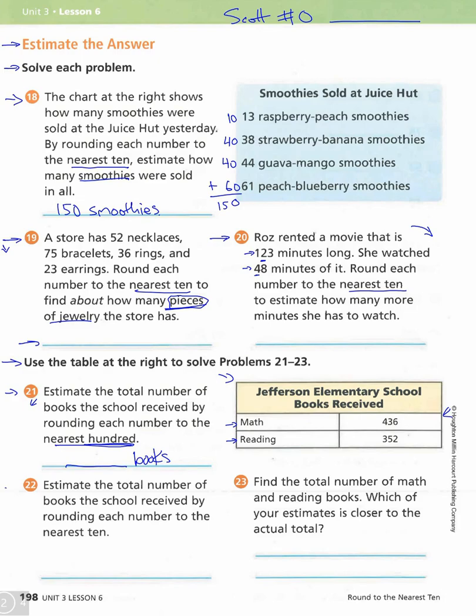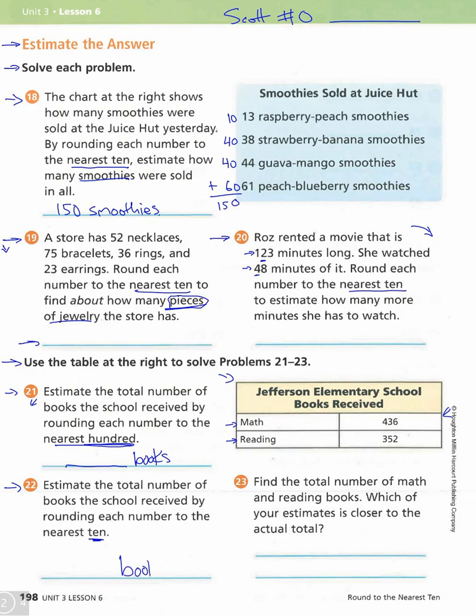Okay, here's number 22. Estimate the total number of books the school received by rounding each number to the nearest 10. Oh, that one's trickier. So now, instead of rounding to the nearest 100, round to the nearest 10. You guys know how to do that. So the same thing, round each of those to the nearest 10, add them together and see what you get, and put your answer here.